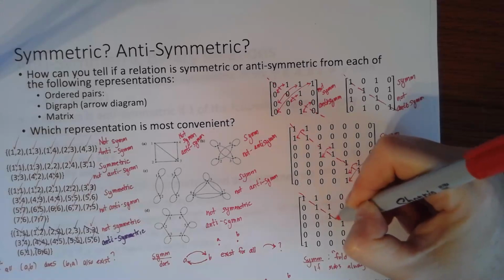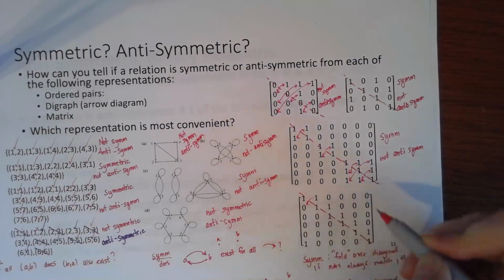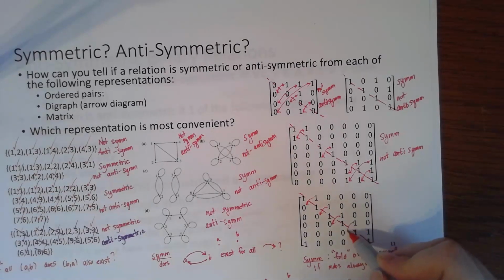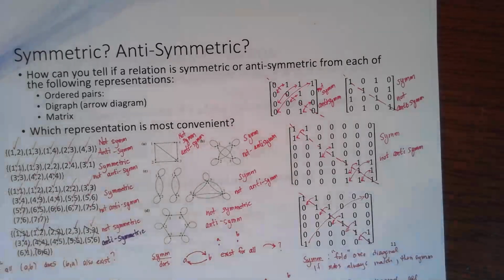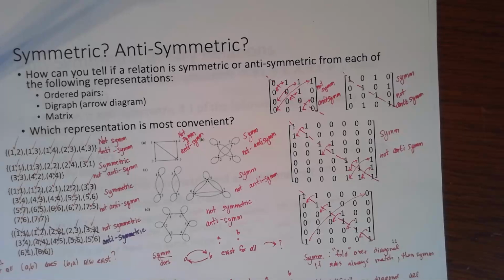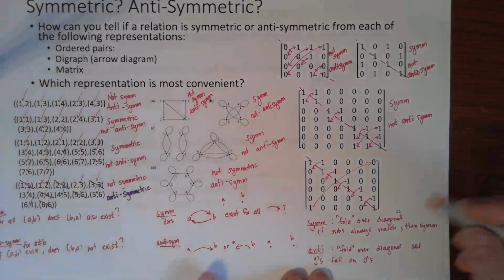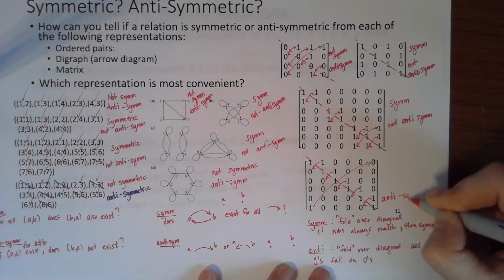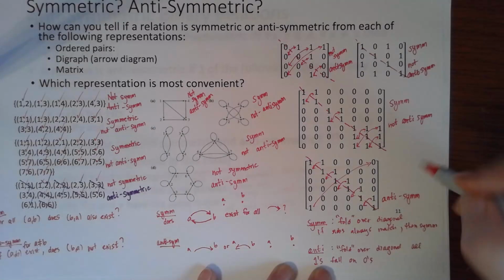And then this last one. Here, a 1 falls on a 0, a 1 falls on a 0, a 1 falls on a 0, a 1 falls on a 0, a 1 falls on a 0, and a 1 falls on a 0. So when we folded over the diagonal, we always got the 1s to fall on 0s, and so this one is anti-symmetric. And they didn't match because 1s and 0s got paired up, so this is not symmetric.